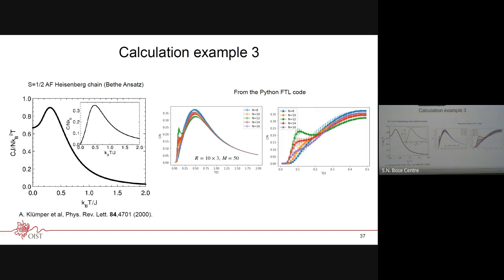I actually ran my Python finite temperature code by myself. I treated N equal to 8, 10, 12, 14, 16, and set the number of realizations to 10 by 3, and the Lanczos iteration number I just set to 50. In the low temperature regime, you can see the finite-size effect with the system size. The bump behavior decreases and looks like the thermodynamic limit without the N.